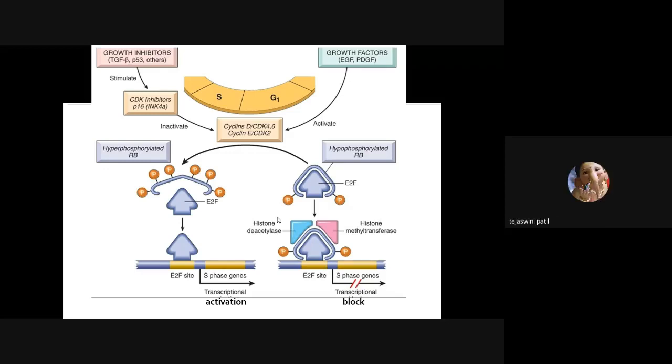Why is it called a tumor suppressor gene? Because it normally inhibits the cell division.